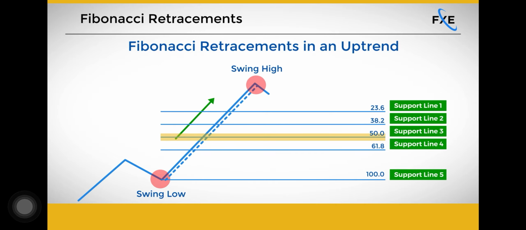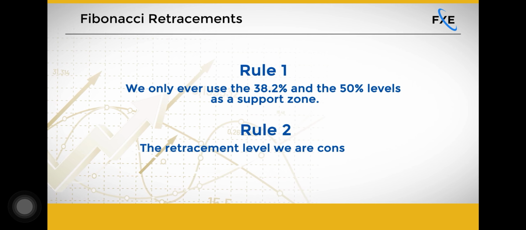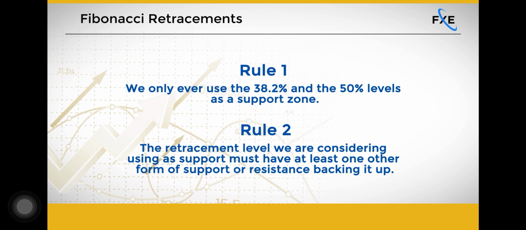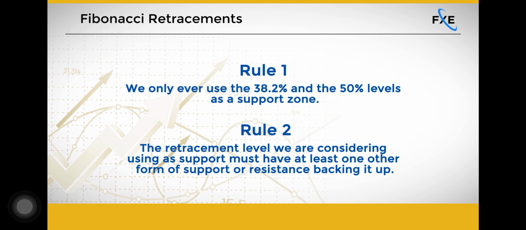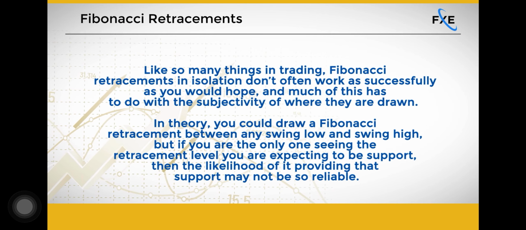Now to use Fibonacci retracement correctly, we apply two trading rules in an uptrend. Rule number 1. We only ever use the 38.2% and the 50% levels as a support zone. And rule number 2, the retracement level we are considering using as support must have at least one other form of support or resistance backing it up. Like so many things in trading, Fibonacci retracements in isolation don't often work as successfully as you would hope, and much of this has to do with the subjectivity of where they are drawn.